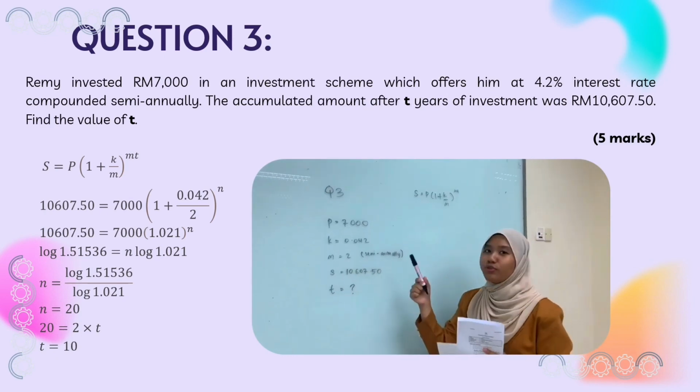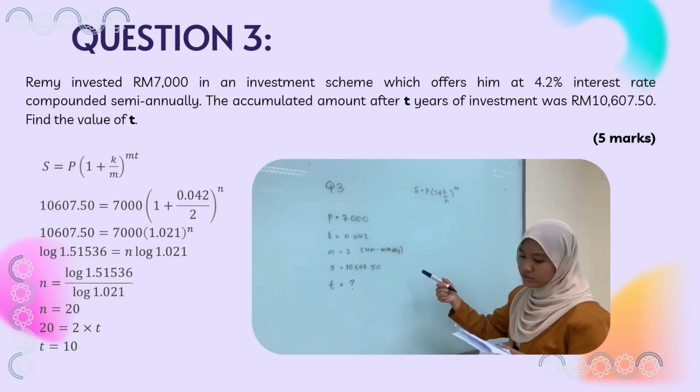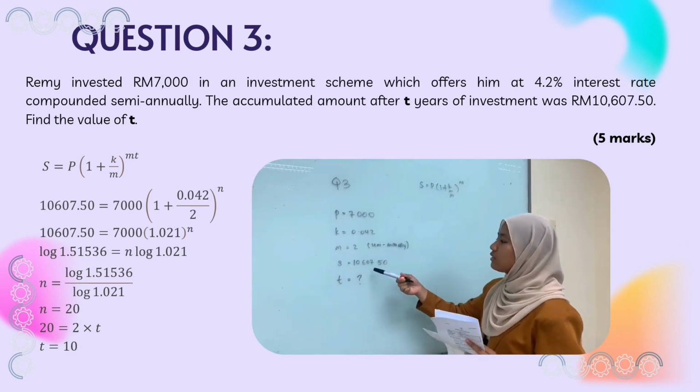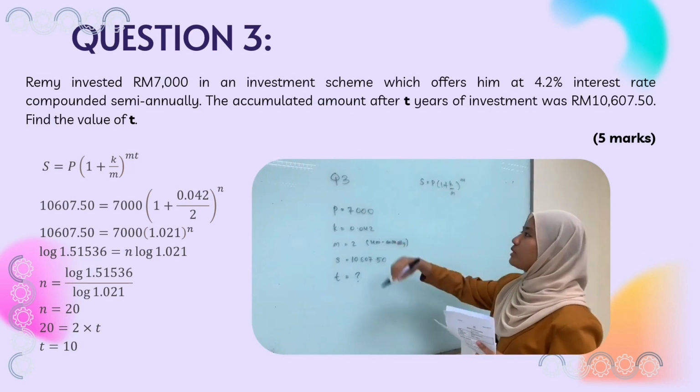K is 0.04 and M is 2 because we compare semi-annually. So we also have S is 9,670.8. So the question asks to find that, so we just put all the information into the formula.